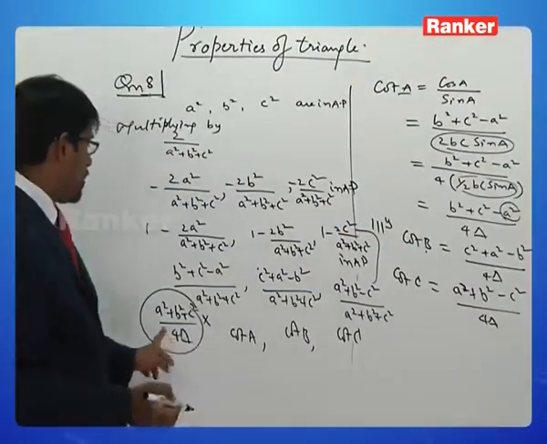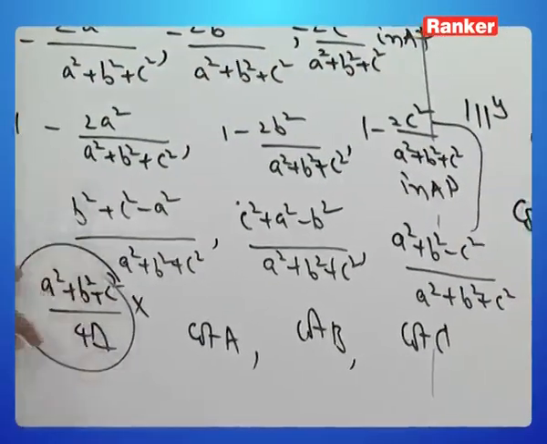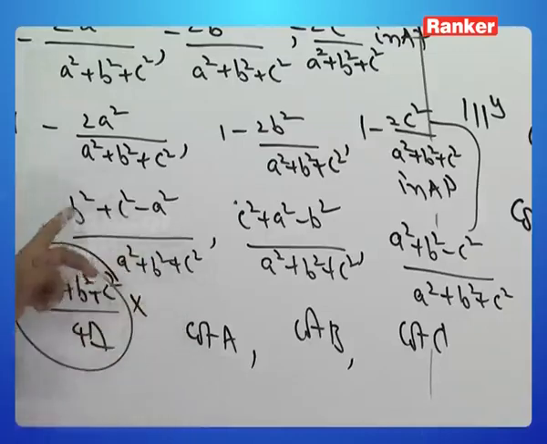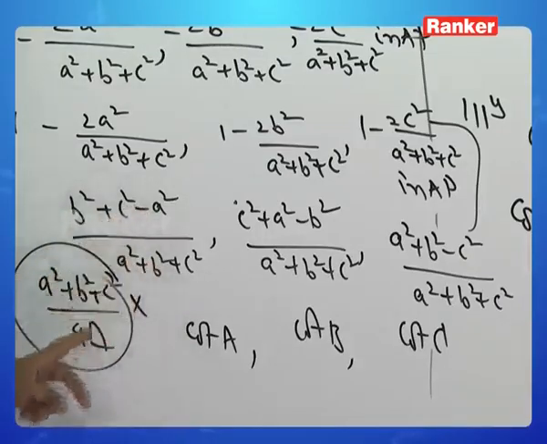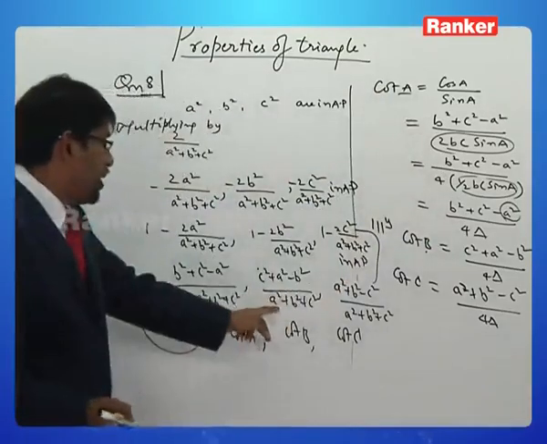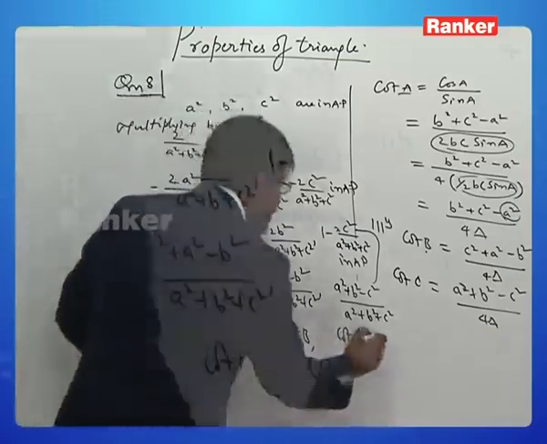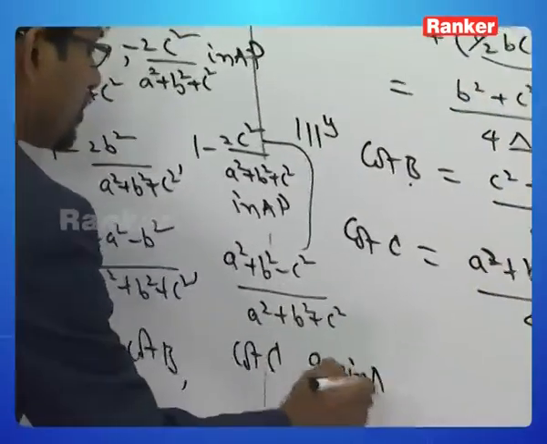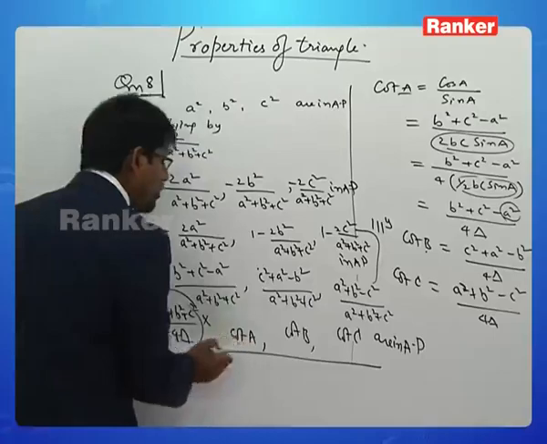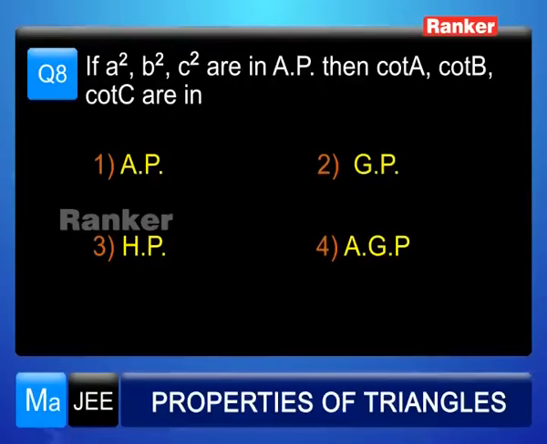Observe that if you multiply with a square plus b square plus c square by 4 delta, this a square plus b square plus c square will cancel, and you will be getting b square plus c square minus a square by 4 delta, which is nothing but cot A. Similarly, cot B here and cot C here. So what is it we are able to observe? These are also in AP. Therefore, cot A, cot B, cot C are in arithmetic progression. So that is clearly appearing in option 1. So option 1 is the right answer.